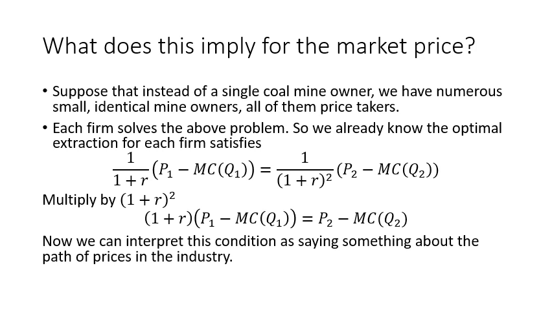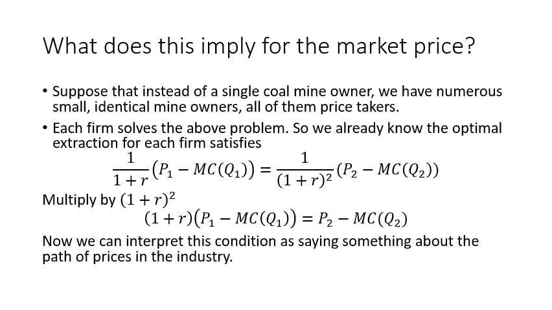So what does this imply for the market price? Suppose that instead of a single coal mine owner, we have numerous small identical mine owners. All of them are price takers. Each firm solves the above problem, so we already know the optimal extraction for each firm satisfies this present value of profits equation.